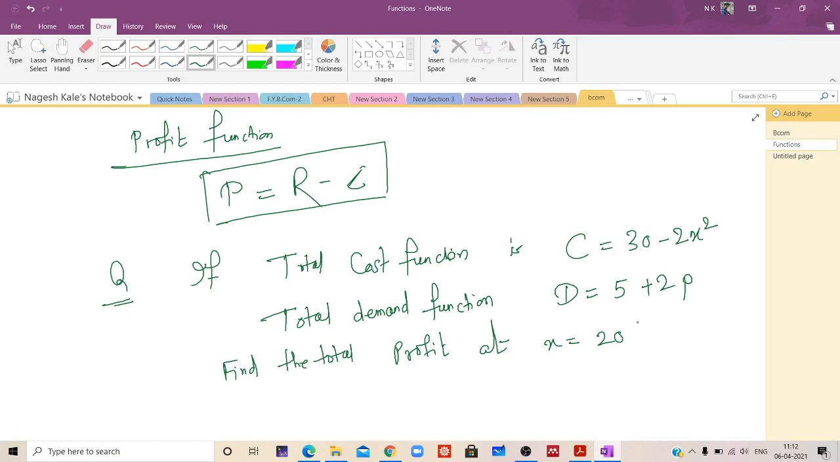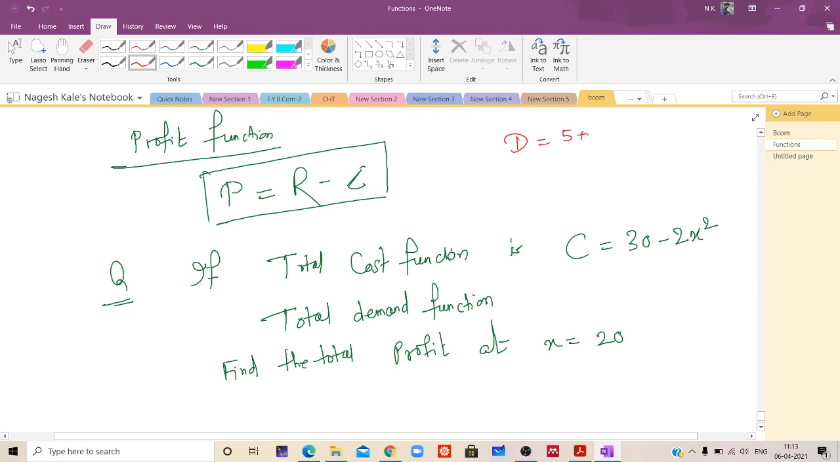Now here, if you look, the total cost function is C equal to 30 minus 2x square, the total demand function is D equal to 5 plus 2p, correct. But what I am telling you is that demand is a function of price, right. So we write it as a function of price, but we can also write it as a function of number of units. Let me clear my idea. Suppose I take demand is equal to 5 plus 2p.